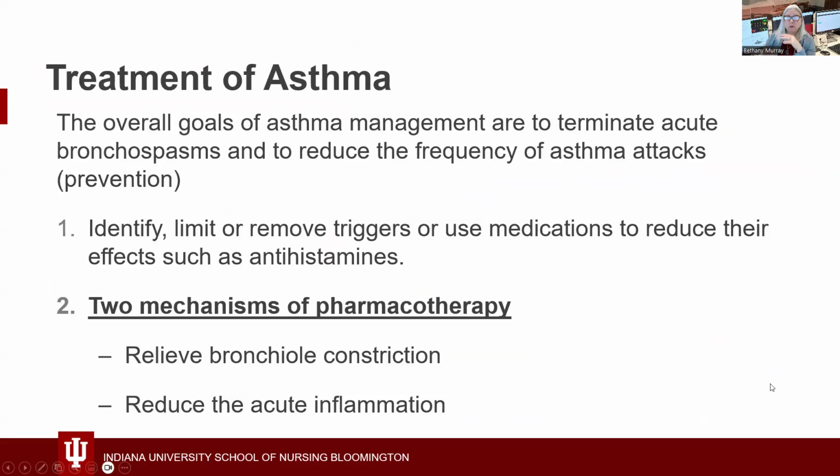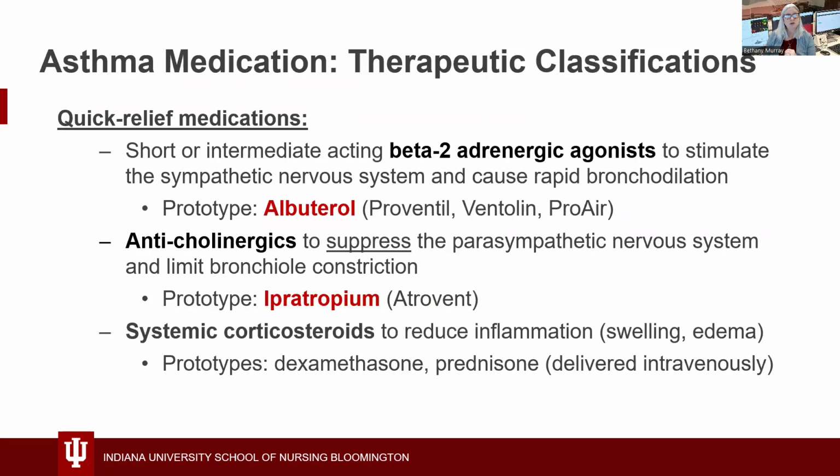The overall goals for asthma management are to stop the attack, terminate the bronchospasms, and then in the long term to reduce the frequency of asthma attacks. So I think of asthma as a two-part treatment. You have your immediate urgent care, and then you have your prevention care going forward. So for your prevention, you want to identify these triggers, limit or remove the triggers, or use medications to reduce the inflammatory response of the trigger. Okay, so we want to relieve the bronchial constriction and reduce the acute inflammation that occurs.